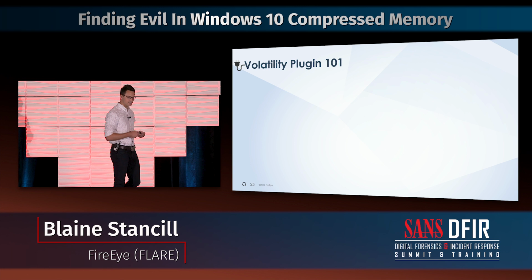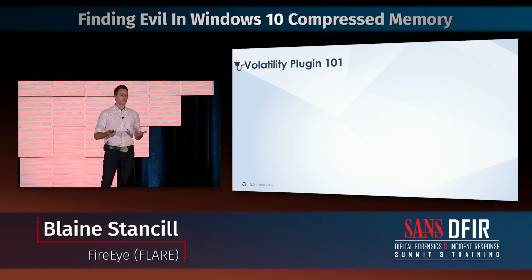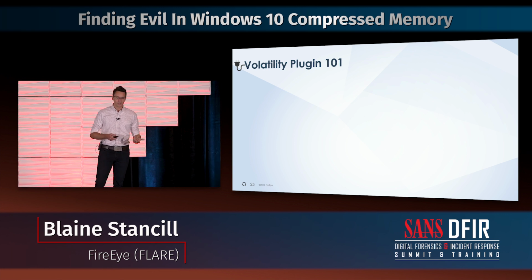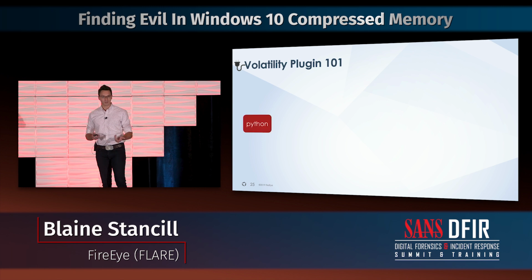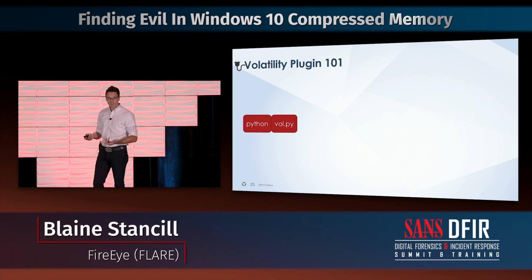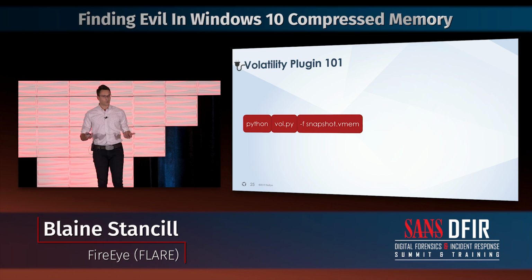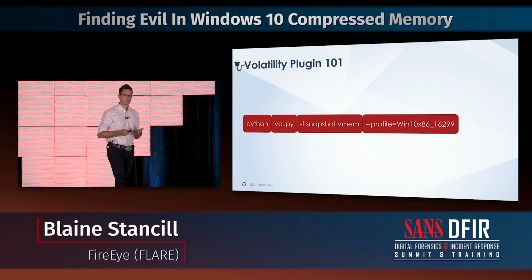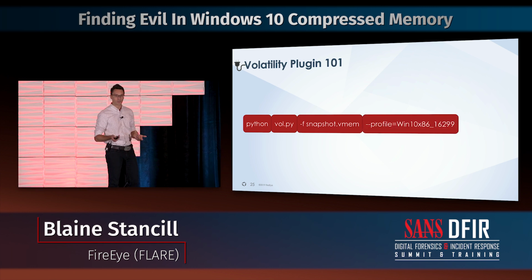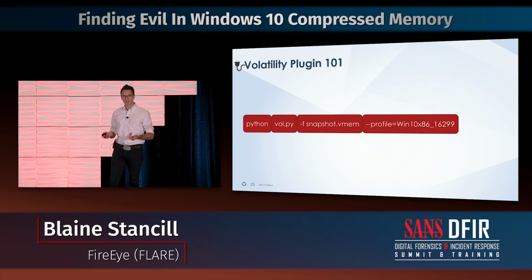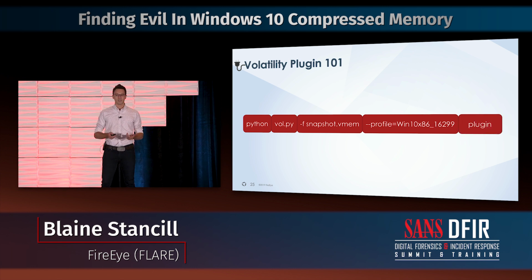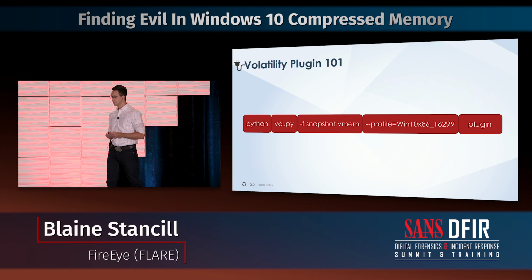So we'll start with plugins. So plugins are essentially commands you run with Volatility. And to do that from the command line, you first start off with Python. You tell it you want to run Volatility. You then give it your memory capture. You tell it, hey, this is a very specific type of Windows architecture and version that I'm using. And then you give it the plugin name and any artifacts.